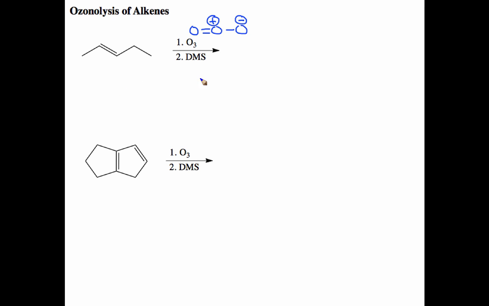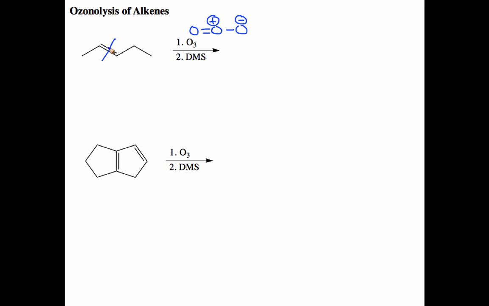Now we're not going to look too closely into the mechanism of this, but we're basically just going to try to figure out what products are formed. And the thing to keep in mind is that ozone cleaves all of the alkenes in a molecule. So here we have one alkene, and essentially that ozone is going to cleave right through that alkene.